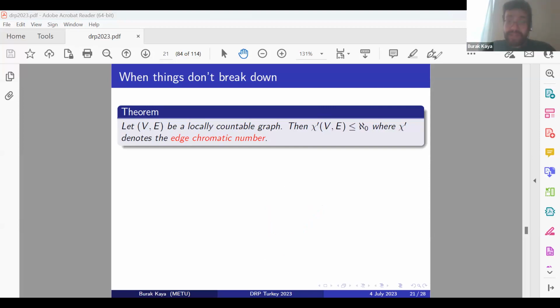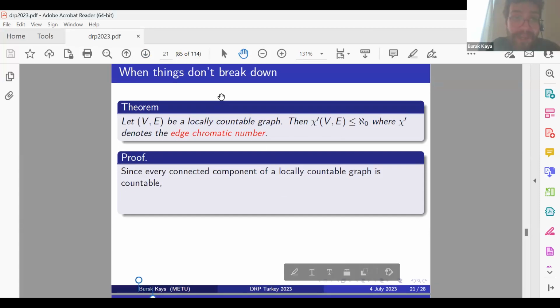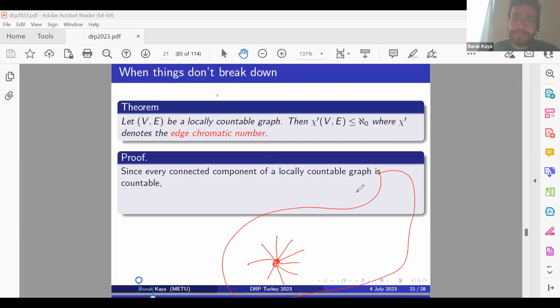It turns out that if you have a locally countable graph, then its edge chromatic number is countable for very basic set theoretic reasons, like countability reasons. Take a connected component of a locally countable graph. Locally countable means that from every vertex, you only have countably many vertices connected to it. So from every vertex, you can only have countably many edges going out, okay? Now take a connected component. Then in this connected component, there can be only countably many vertices.